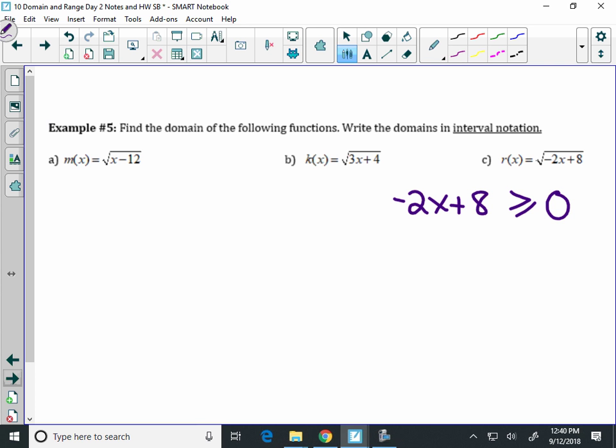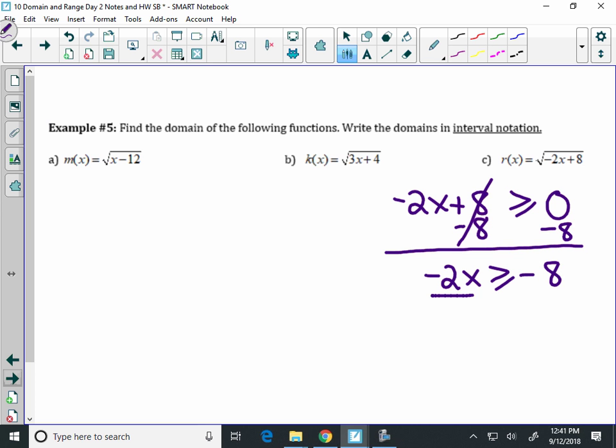So you solve this inequality. I subtract 8. I subtract 8. I get negative 2x is greater than or equal to negative 8. And then I divide by negative 2. Well, what happens here when I divide by negative 2? The sign flips. This turns into less than or equal to 4. So remember the rule. When do you flip an inequality sign? Divide or multiply by a negative.